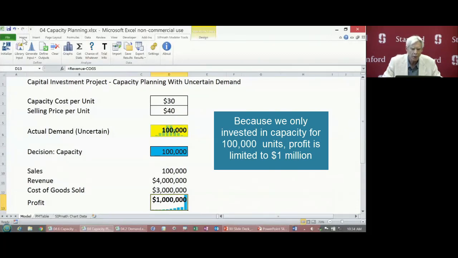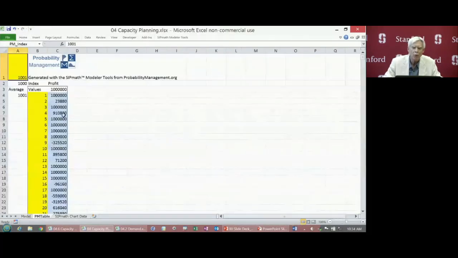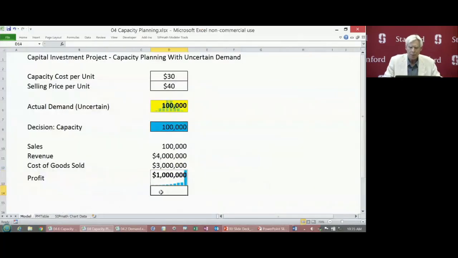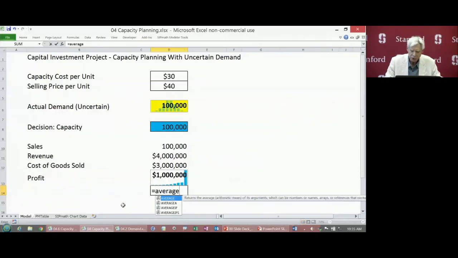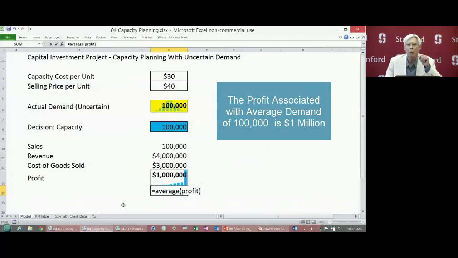Now here's the cool part. There is now a range on this sheet named profit. That's a column of 1,000 parallel universes of profit. And that means I can go up here and I can type equals average of profit. So the profit of the average is $1 million.